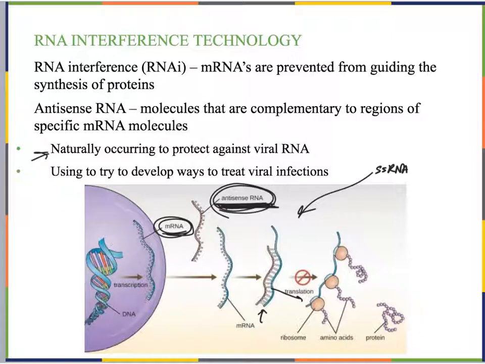So as far as our technology is concerned, they are trying to use this to develop ways to treat viral infections. If we can somehow get a known specific antisense RNA into the cells or the body of a person infected with a virus, then we could perhaps cause this double-stranded RNA to be formed, and then the virus using the cell wouldn't be able to make copies of itself. And so then we could treat viral infections that way.